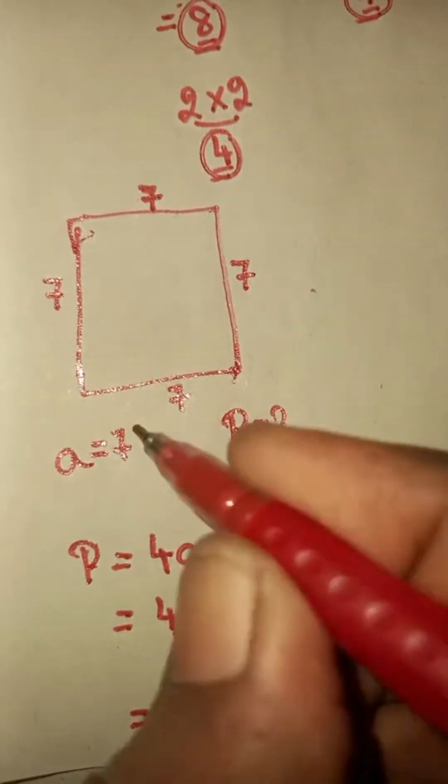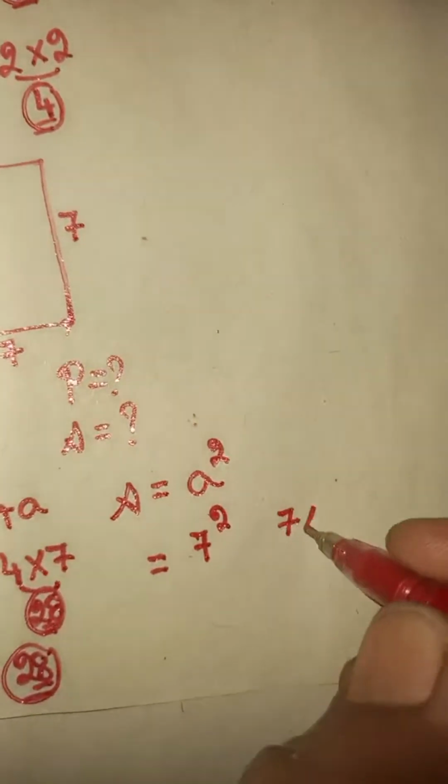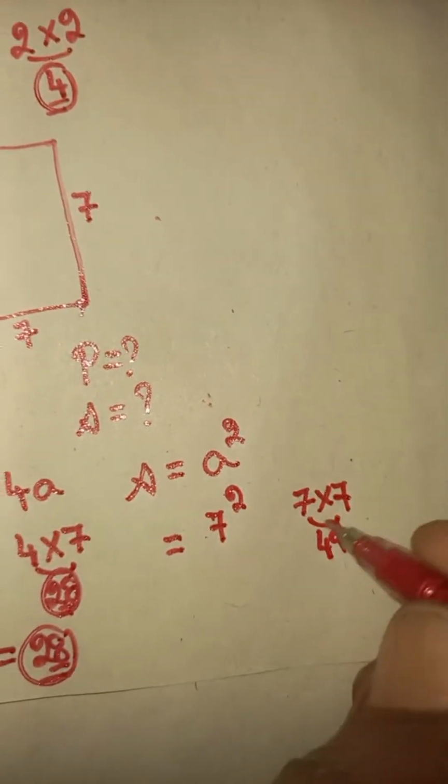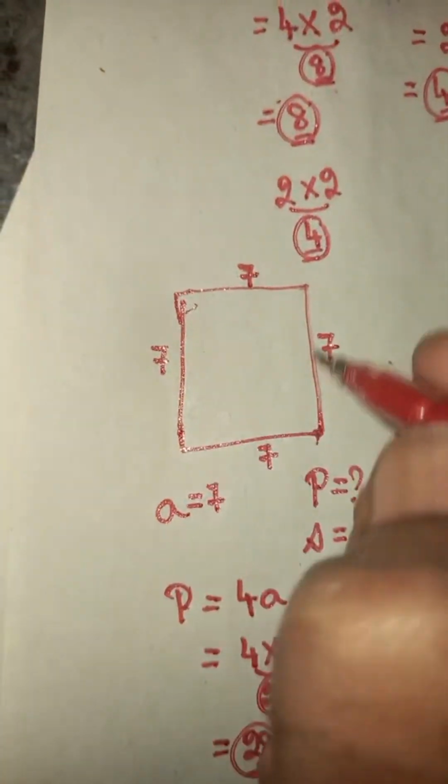The area of this square is the side length squared, which is 7 squared. 7 times 7 becomes 49. So 49 square units is the area of this square.